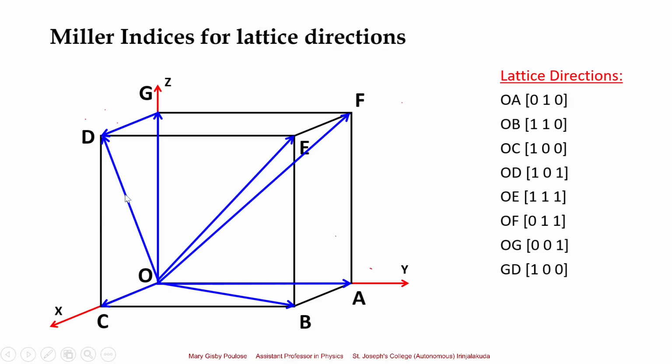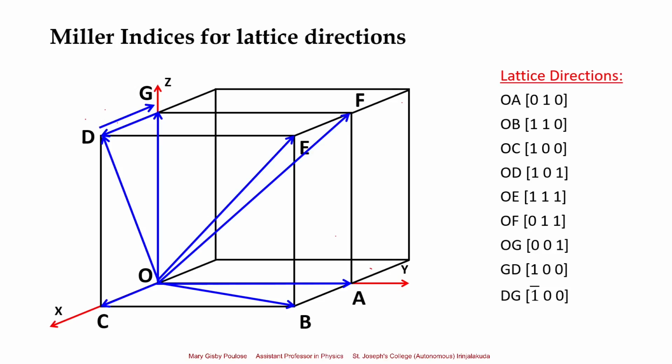Here, to find that, we can make use of GD as OD minus OG, and from that we get [1, 0, 0]. Now to find the orientation or crystal direction DG, we should make use of OG minus OD. So from that we get minus 1, 0, 0. And here for Miller indices, minus 1 is represented as 1 bar. The negative numbers are represented using bars. So here the Miller index is [1 bar 0 0].